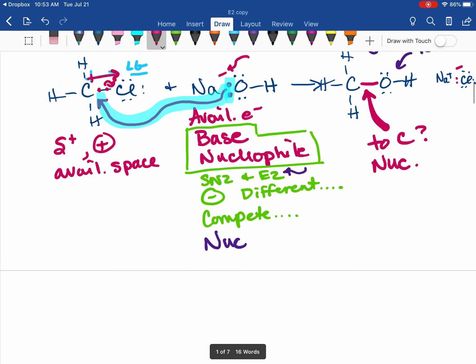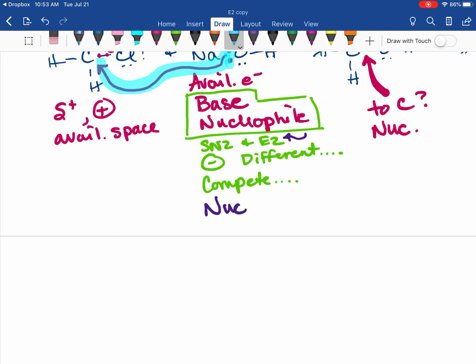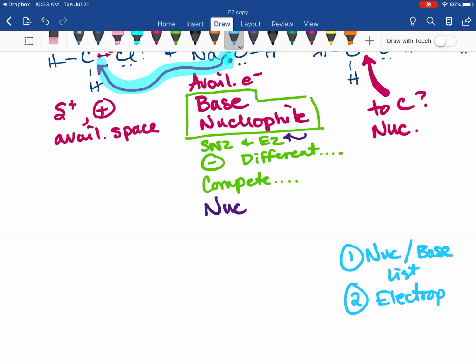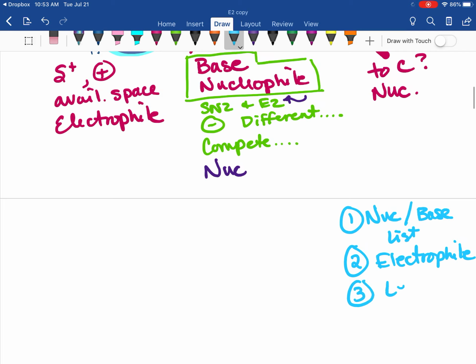So here's what's awesome. Let's get a little bit deeper. We learned with our SN2 that there were 4 major components that we will always look at. Let's spell them out and let's make sure we know what is what. That first one was our nucleophile or our base. We found that. We also have a list of those. Then we have something called an electrophile. Electrophiles are kind of like acids. Check it out. Our available space over here was our electrophile.